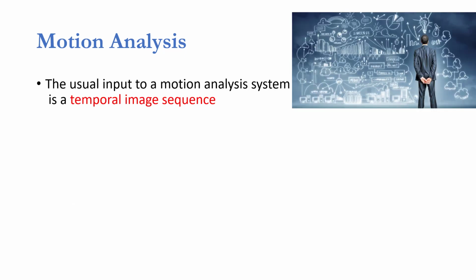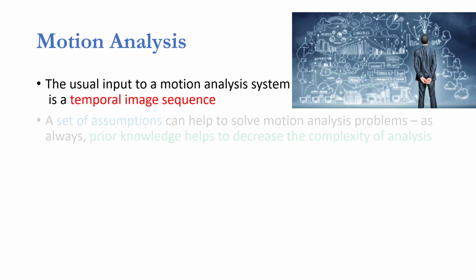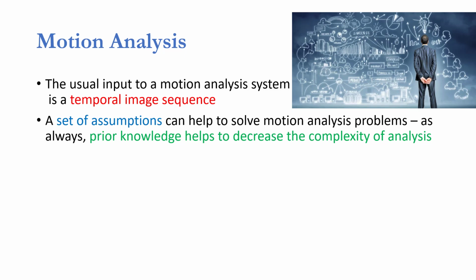For implementing something on artificial systems, which we as humans are doing, we first try to understand how we are doing it. Therefore, motion analysis must be understood in the way humans are doing it. Building on this knowledge, we can figure out that the input for a motion analysis system would be a temporal image sequence, that is, images displaced in time. Additionally, prior information can help us in making motion analysis easier.